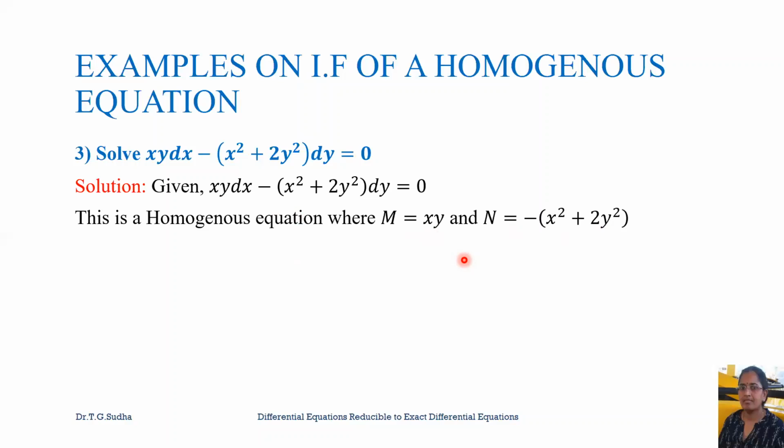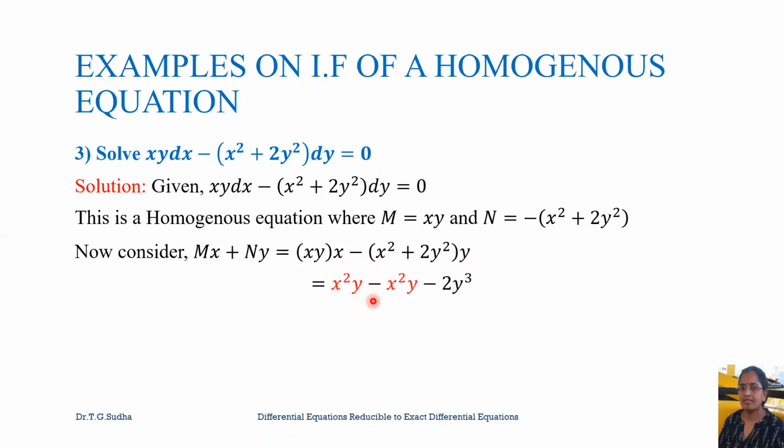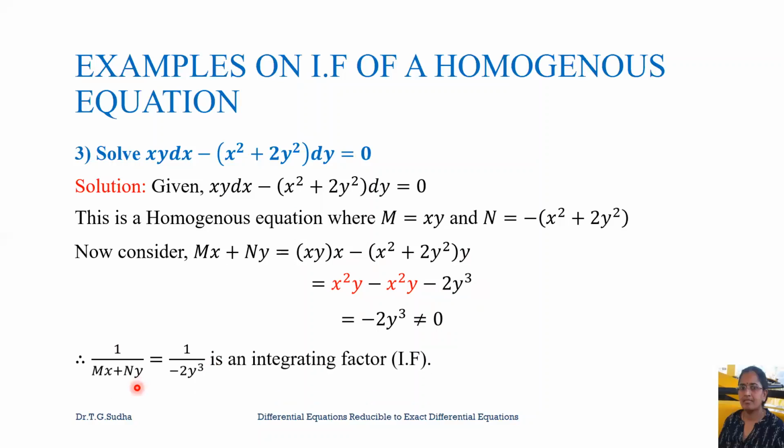Now let us check whether Mx plus Ny is equal to 0 or not. So let us consider M into x plus N into y. Let us multiply the terms here. We get x square y minus x square y minus 2y cube. So x square y gets cancelled and we get minus 2y cube, and this is not equal to 0. Therefore, we have the integrating factor 1 over (Mx plus Ny), that is equal to 1 over minus 2y cube, and this is the integrating factor.